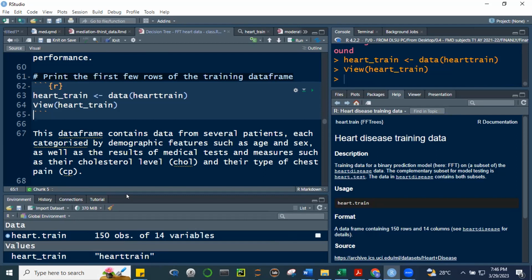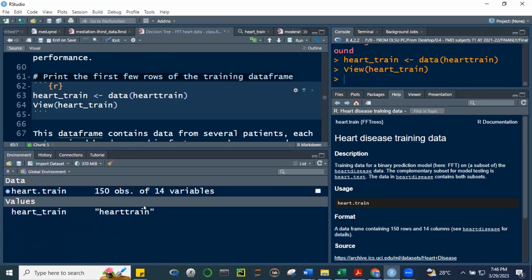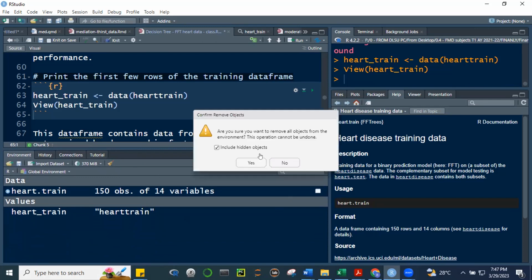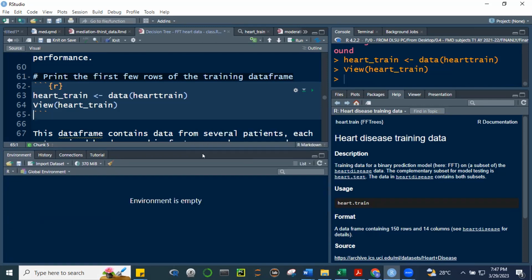Sir, sa akin, error pa din, sir, kahit ano. Yung heart.train? Yung sa heart.train, yes, sir, kahit na tinanggal ko yung dot. Sa akin, sir, gumana naman, yung tinanggal ko yung dot. Ganun. Dali, i-delete ko ulit to. Delete ko siya lahat. I-remove ko siya, no? Sige, uulitin ko to.